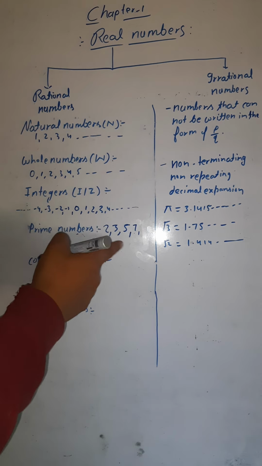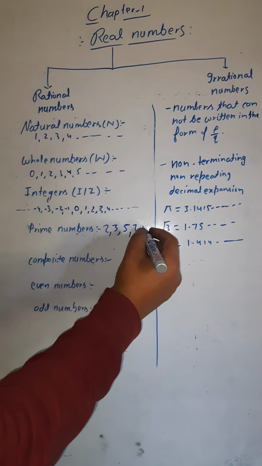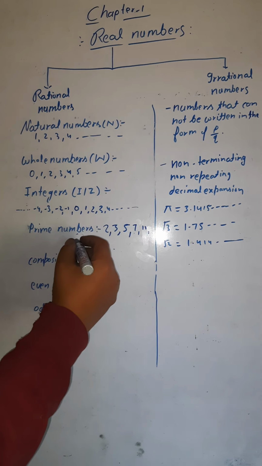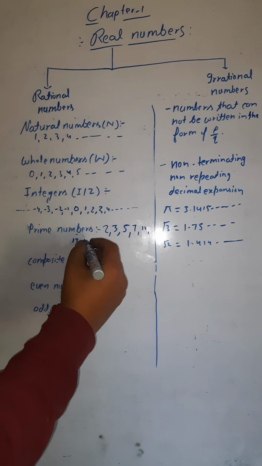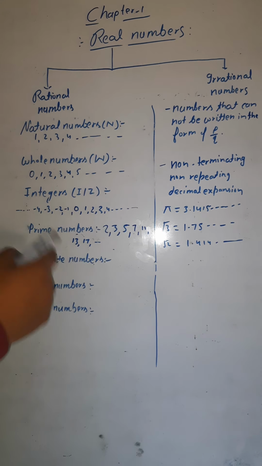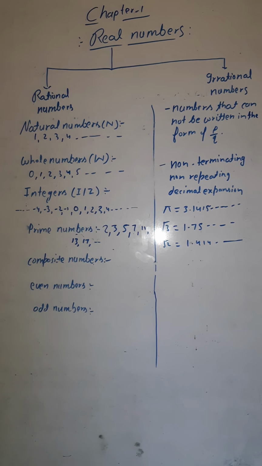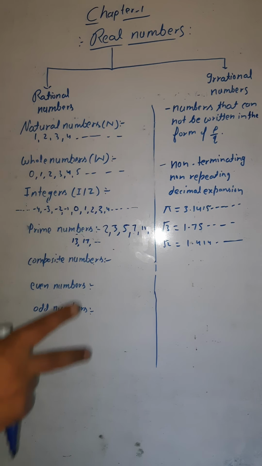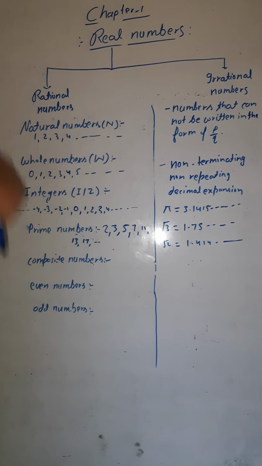So 2, 3, 5, 7. Then you have the next one, that is 11. Then the next is 13. Then the next is 17. So on and so forth, all these are prime numbers. So prime numbers are those numbers which have only two factors, meaning 1 and the number itself.